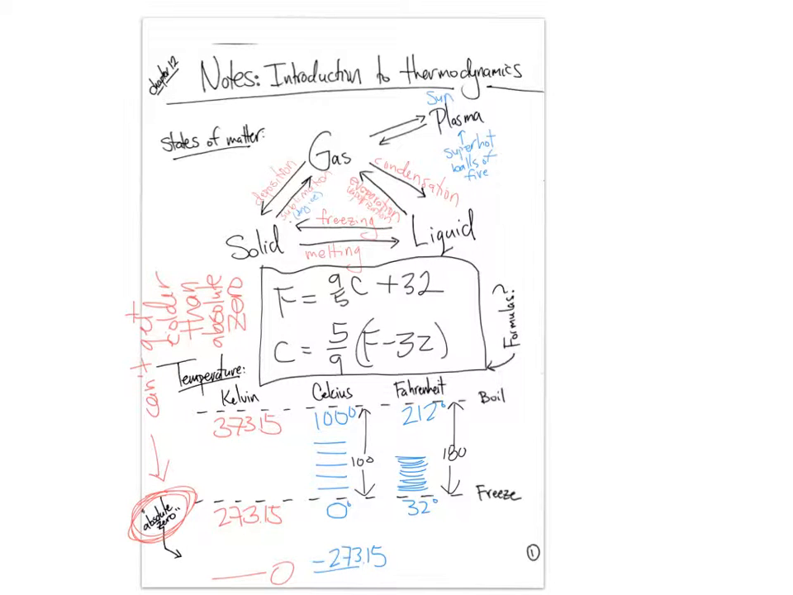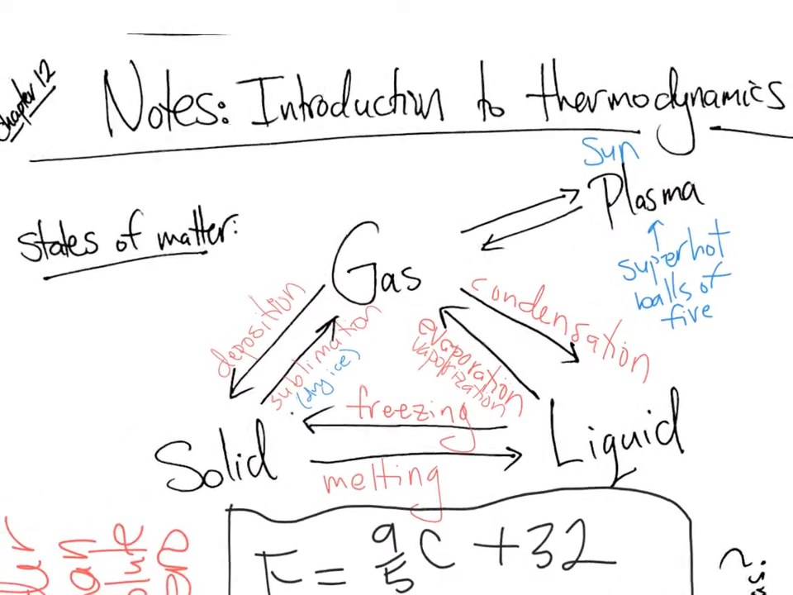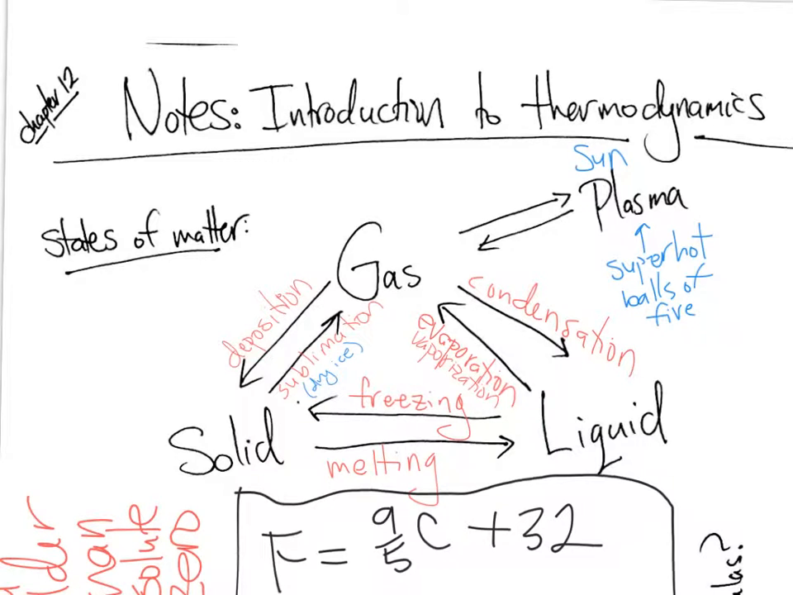Okay, so here is video lesson, Intro to Thermodynamics, Part 1. We know the states of matter. So we have gas, liquid, solid, and then plasma, which we really only see in the sun. But it's important to know these terms. So these would be described as changes of state.